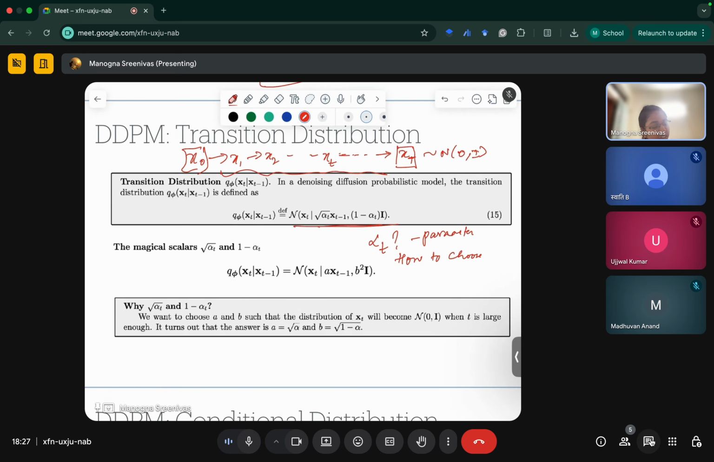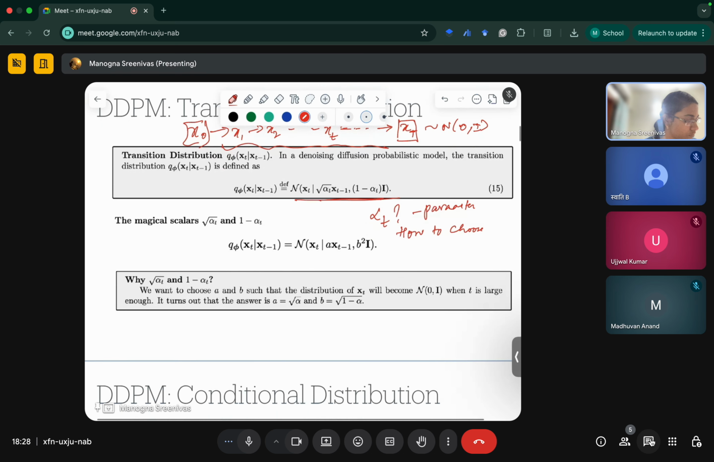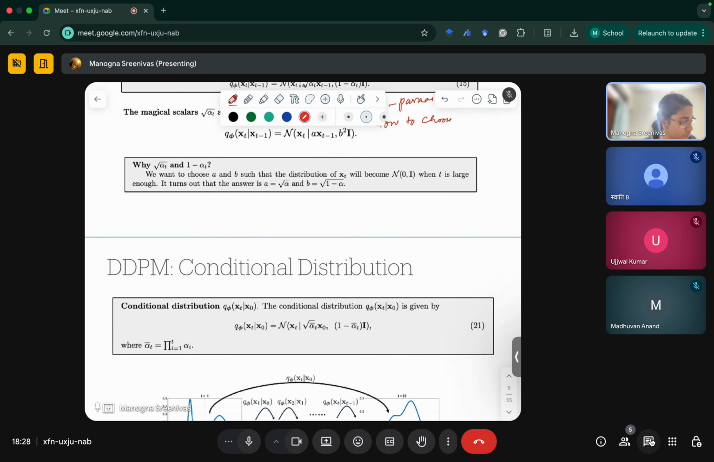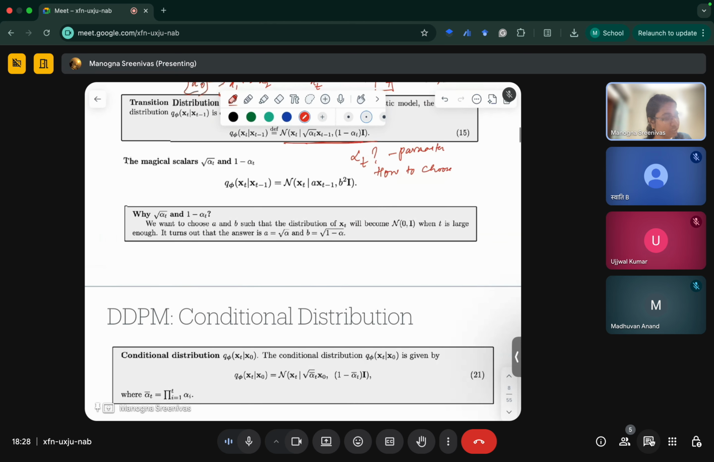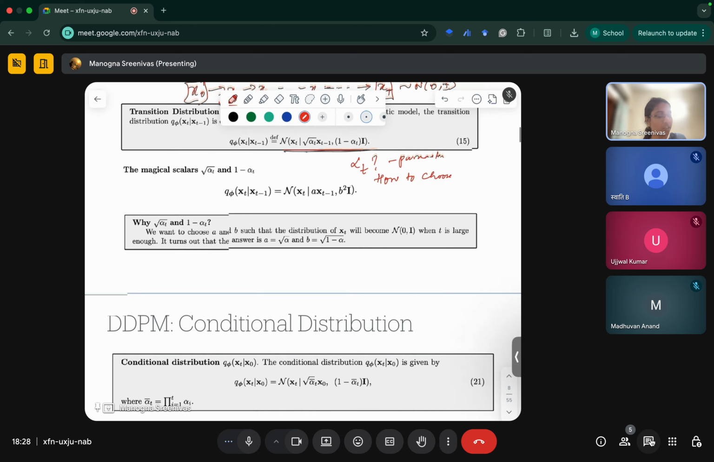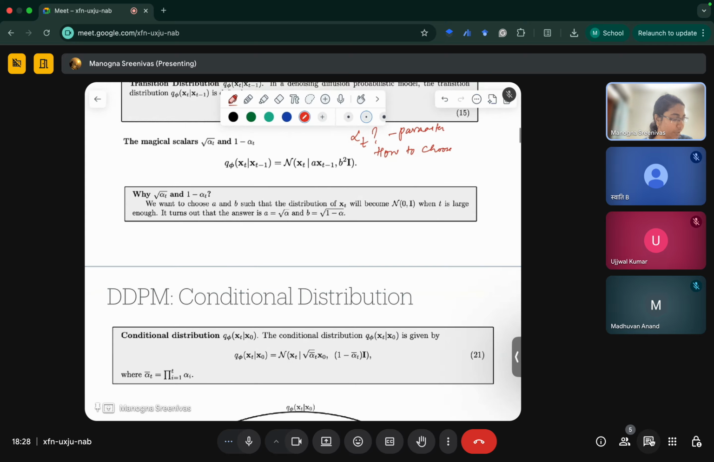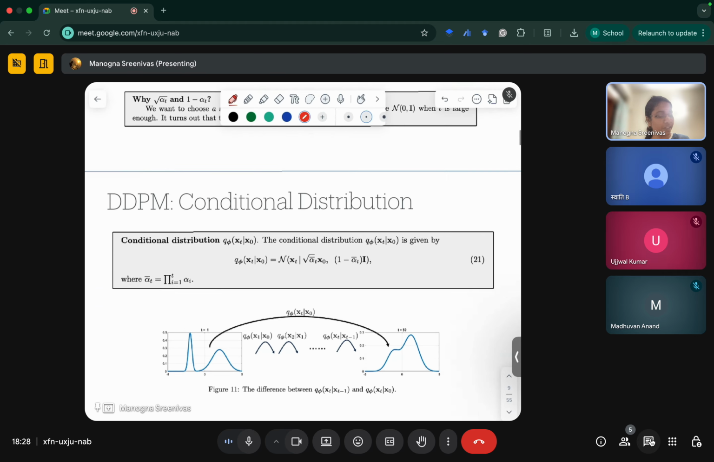I think there's a whole derivation of how they get that, but I think it's not important. So this is the transition distribution. That is, how do we relate two consecutive latents?